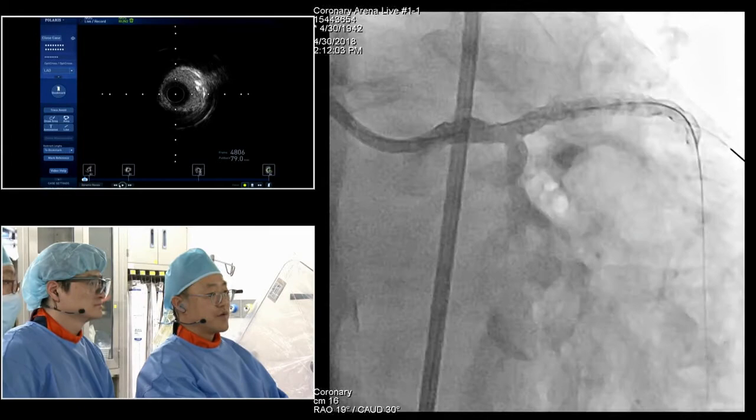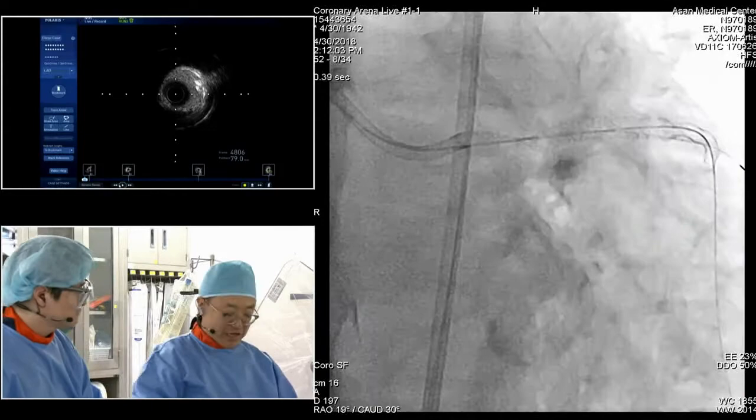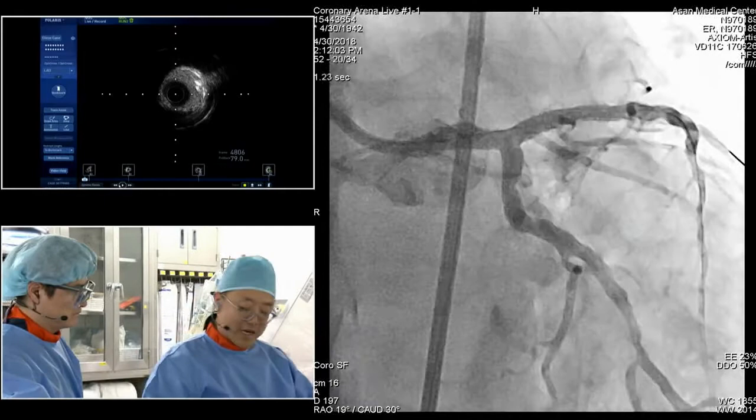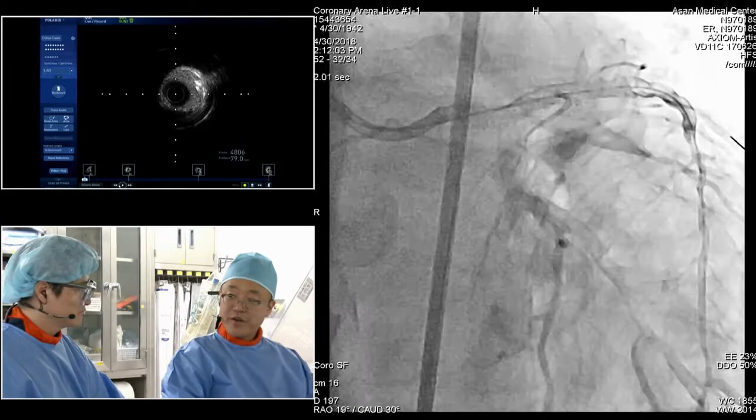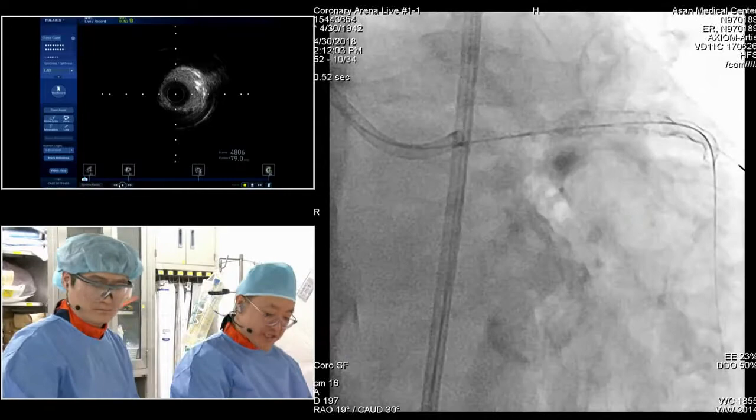Okay, good. So, we just have the final step remaining. I'm going to do additional balloon angioplasty for the diagonal branch, and then I apply the drug coated balloon. It's a 30 millimeter, and then do the final kissing, and then finish the procedure.